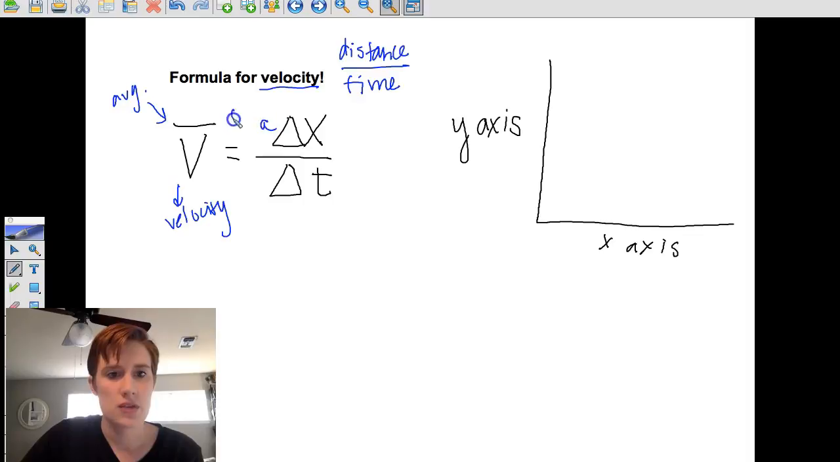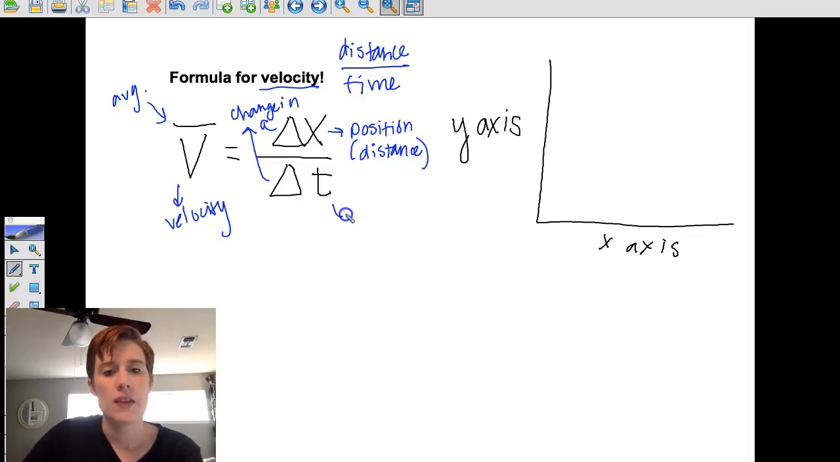The delta stands for change in. Okay, both of these stand for change in. The X stands for position or distance. And the T stands for time.